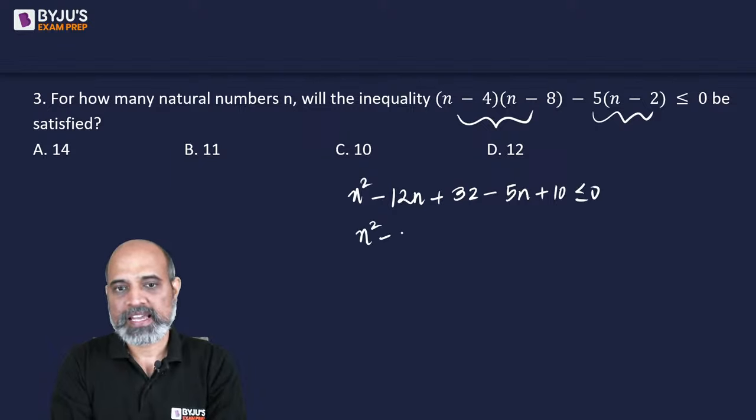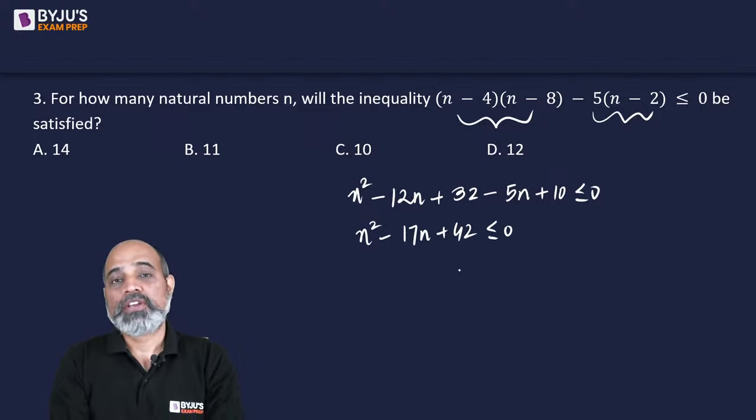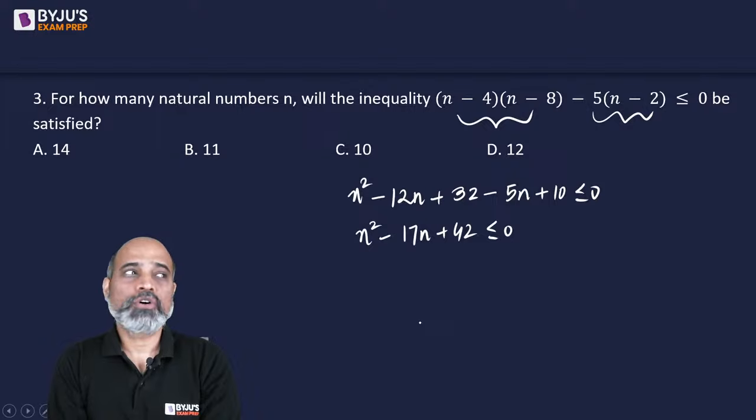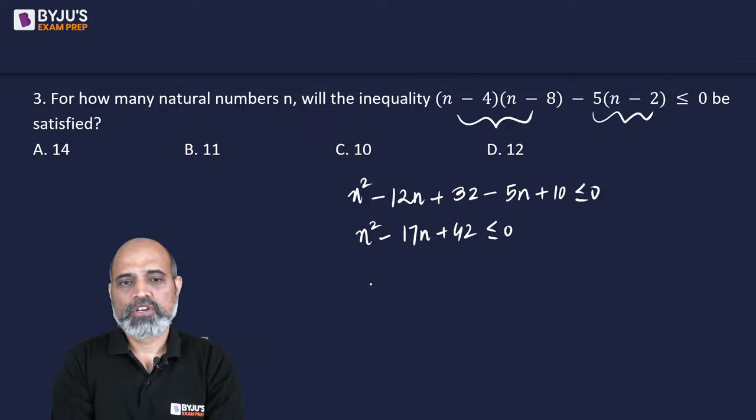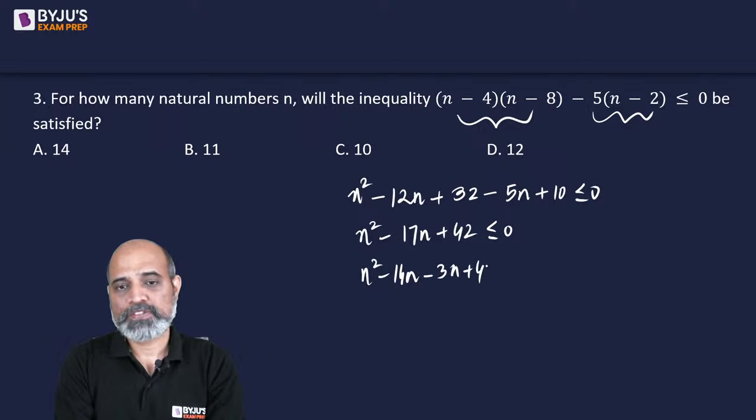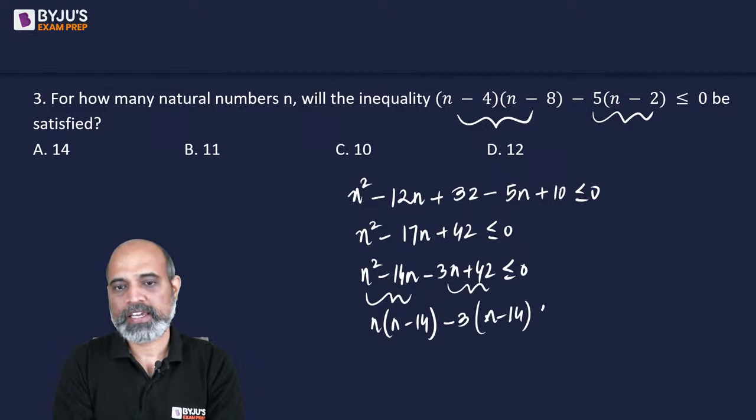This rearranges as n square minus 17n plus 42 is going to be less than or equal to 0. Now, we have to think of two numbers whose sum is 17 and their product is 42. So, it's going to be 14 into 3. So, we will be getting n square minus 14n minus 3n plus 42 is less than or equal to 0. From the first pair of values, if we take out n common, we will have n minus 14. From the second pair, if we take out 3 common, we will have n minus 14 again. This results in n minus 3 into n minus 14 less than or equal to 0.